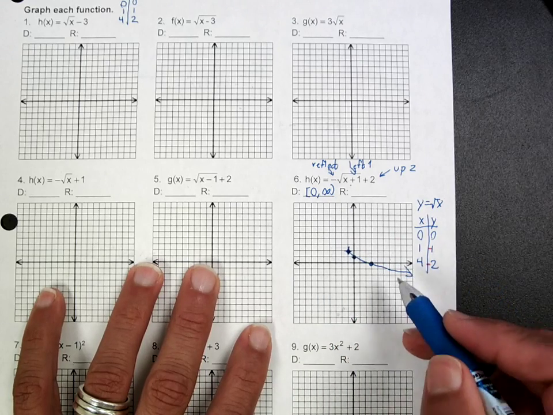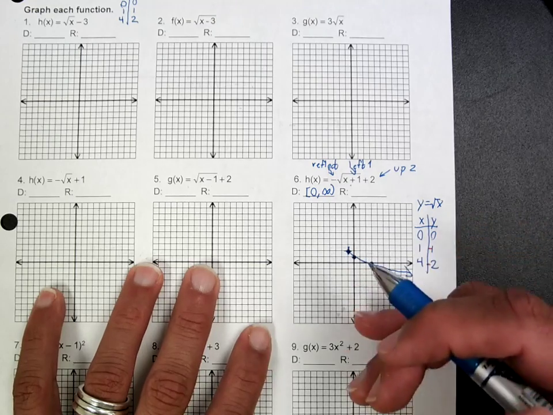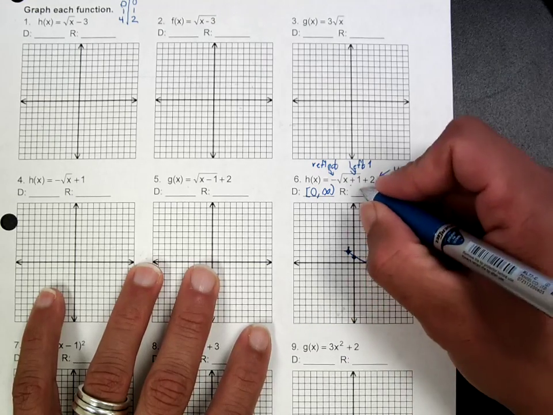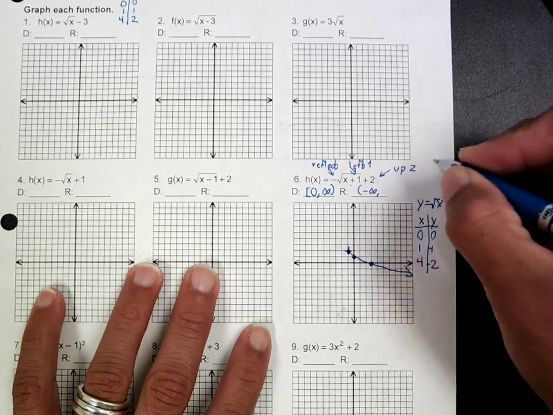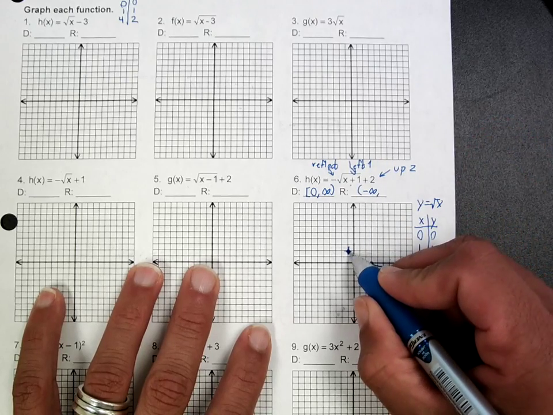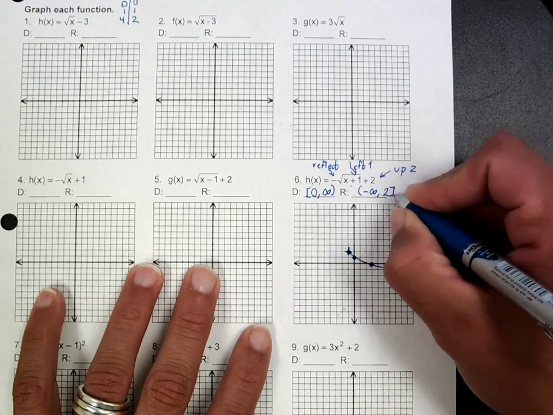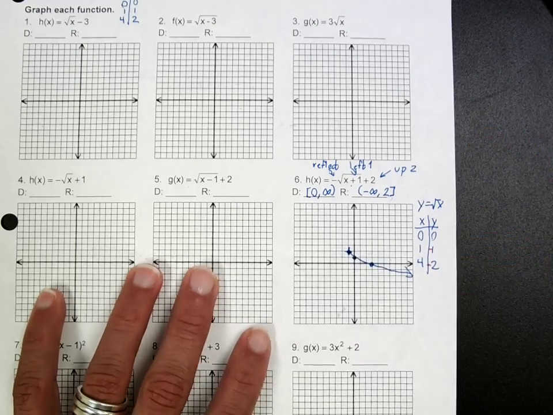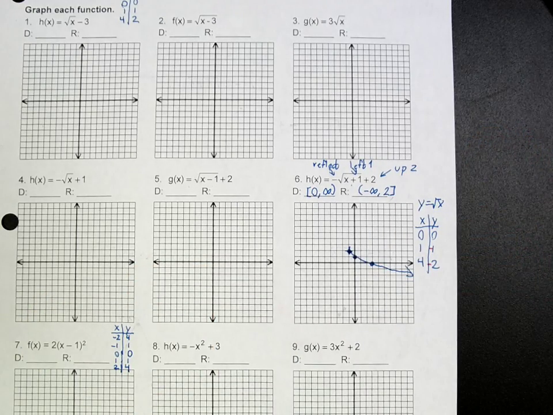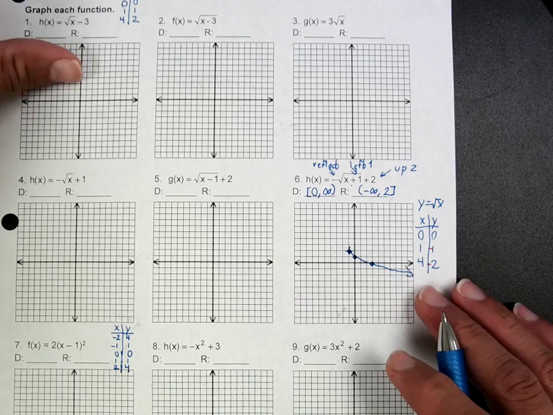Now, because this one's going down, I always start from the bottom up, so my lowest point would be negative infinity. My highest point would be the y coordinate of that point, which is 2. And this is also going to be a square bracket with a 2 because it includes 2. Infinity cannot be included, so I will never have a square bracket with it.